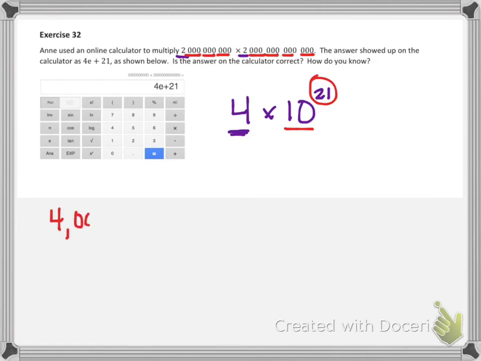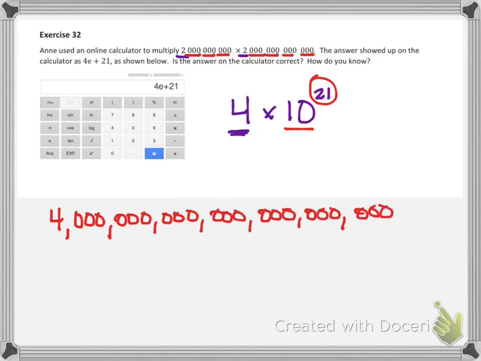So let's see what that looks like. There's 3, 6, 9, 12, 15, 18, 21. There's your number. And you can see why it wouldn't fit on the calculator screen.